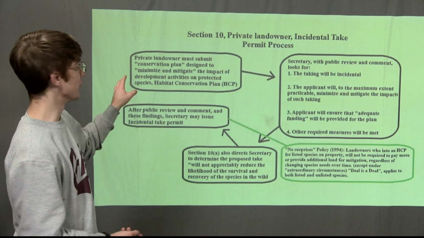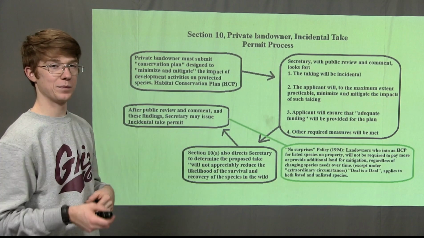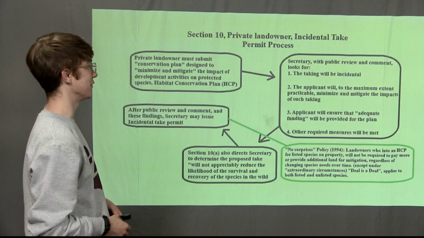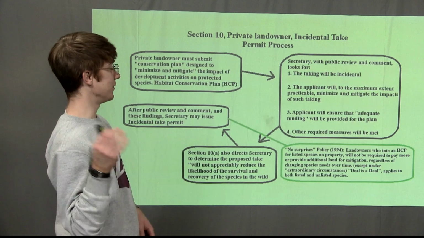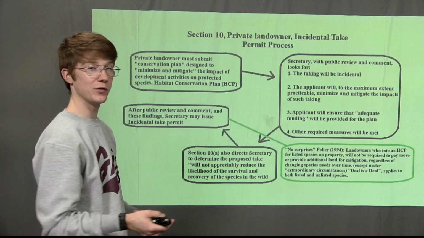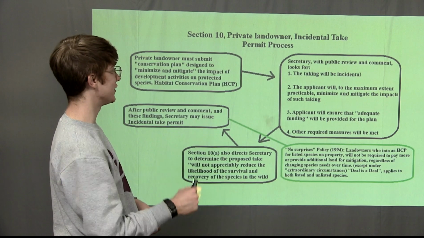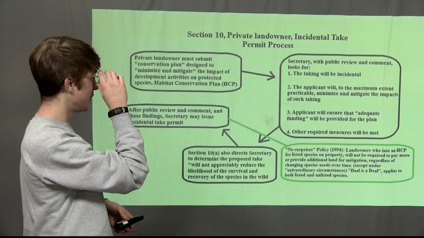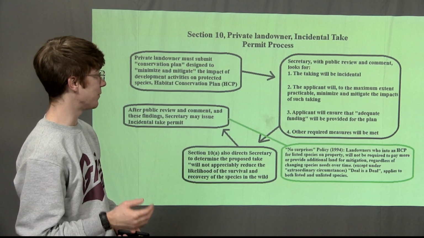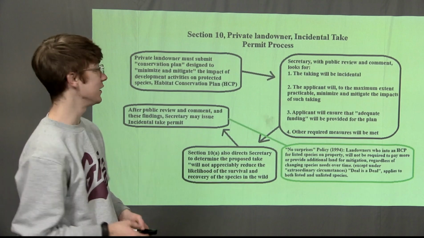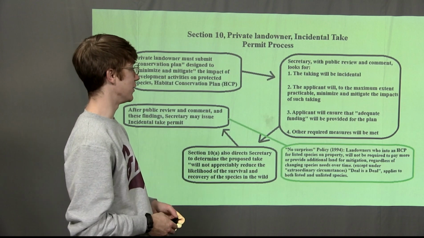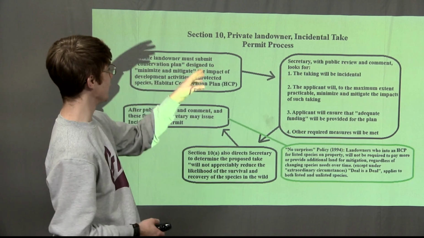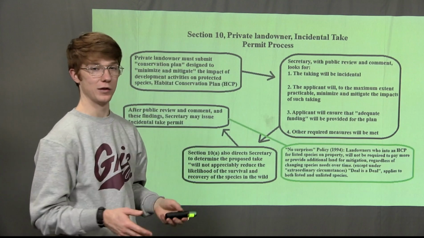So essentially, the private landowner writes one of these up and sends it to the administering agency, referred to as the secretary. It's open to public review and comment, as well as review by the secretary. The secretary is looking for things like: that the takings will be incidental to the action, that the applicant will, to the maximum extent practicable, minimize and mitigate the impacts of such taking, that the applicant will ensure adequate funding for the plan, and that other measures will be met.